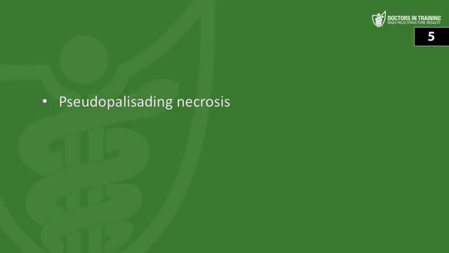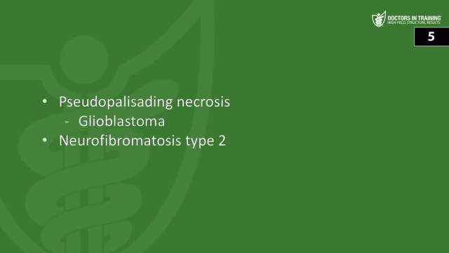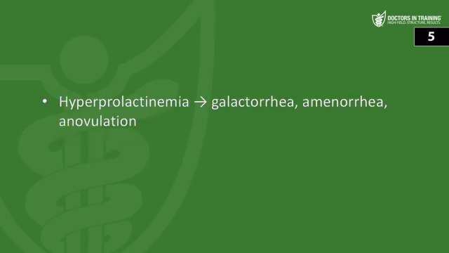Next, which primary brain tumor fits the following descriptions? We're going to do a bunch of descriptions again. First we have pseudopalisading necrosis. Remember, that's glioblastoma. Neurofibromatosis type 2. Most common, it's going to be your schwannoma, but think of meningioma as well. Hyperprolactinemia leading to galactorrhea, amenorrhea, and anovulation. That's going to be the pituitary adenoma, the prolactinoma more specifically.